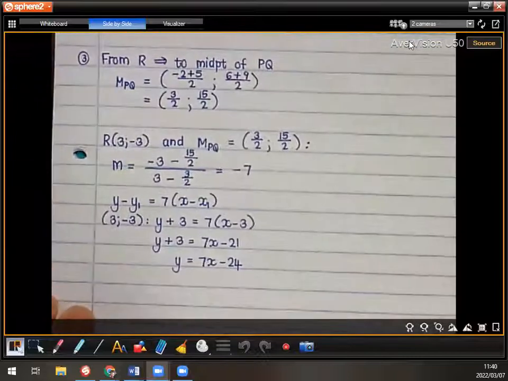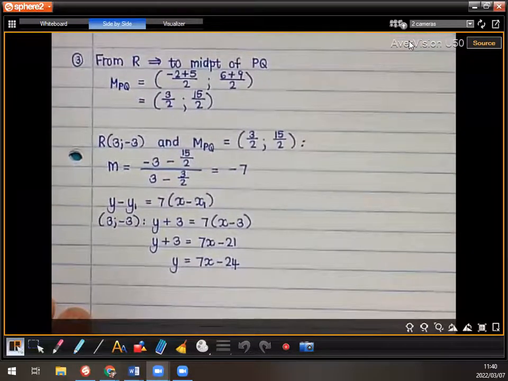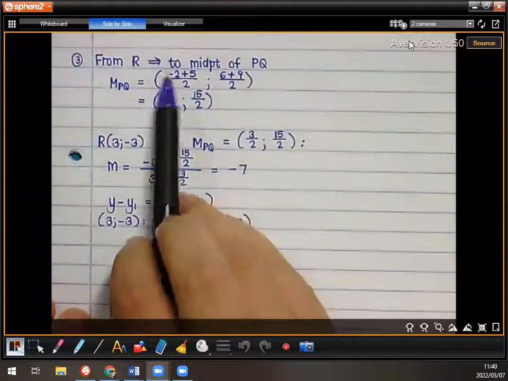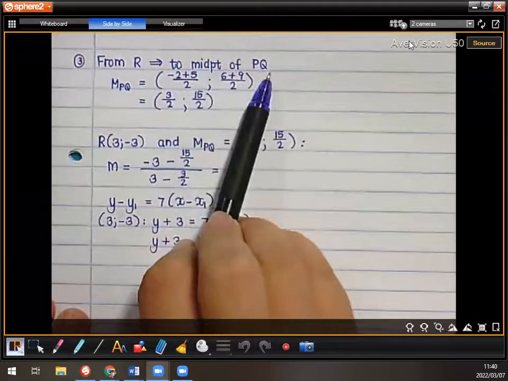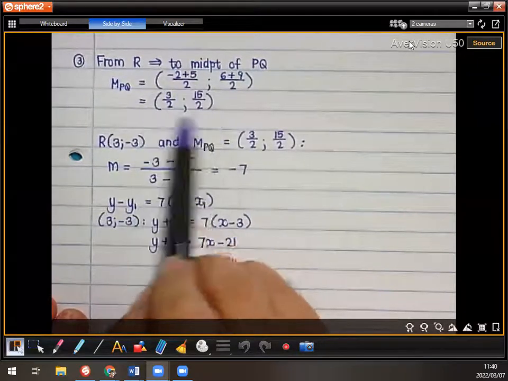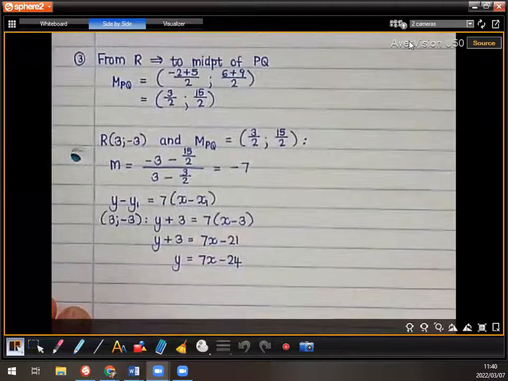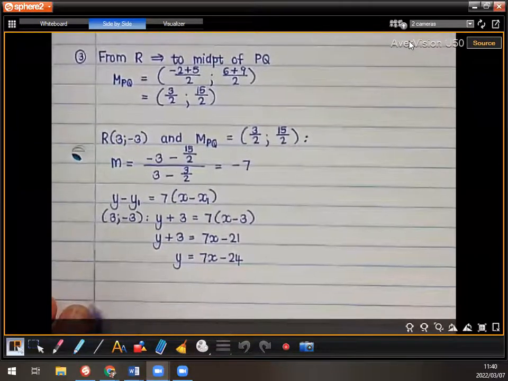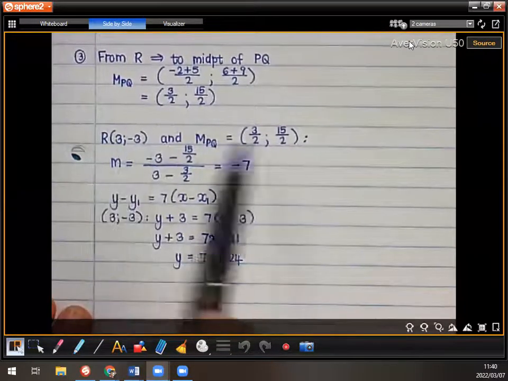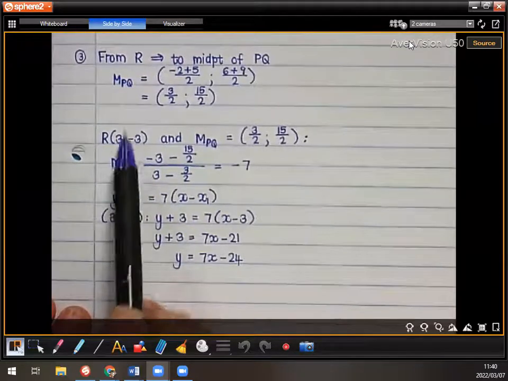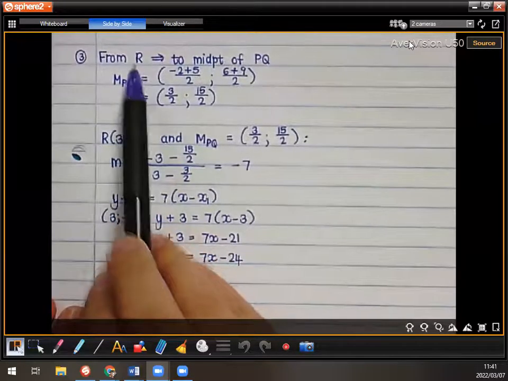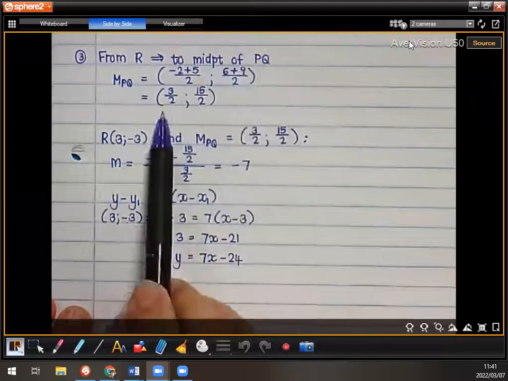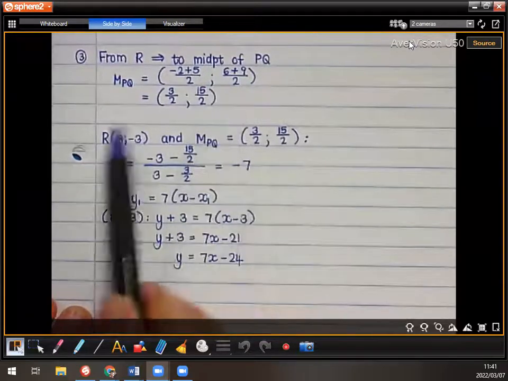Number 3, you have to find the equation of the median from point R. So that means that it will go to the midpoint of PQ. So that's the midpoint of PQ. Again, we're working with fractions, but that's okay, guys. All right, please, we can't panic whenever we see fractions. So you're going to have to find the gradient between R, because it's going from R, to the midpoint of PQ. So you need to find the gradient between those two points.